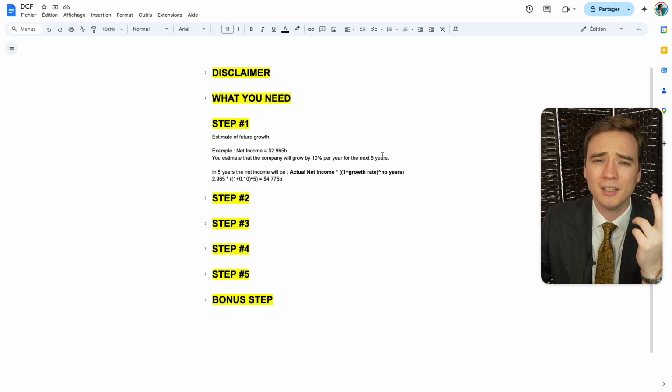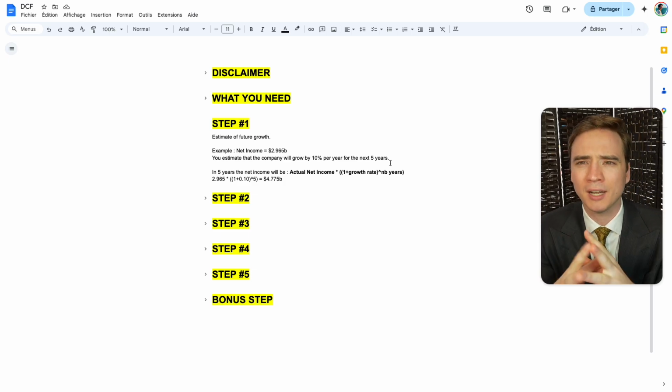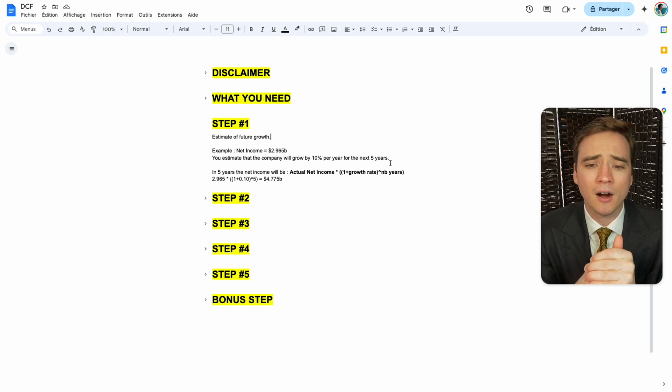The second technique is to use what analysts think. It's not basing your thinking only on analysts, but let's say for the next 5 years, the estimate from the analysts is plus 15% per year for the net income.